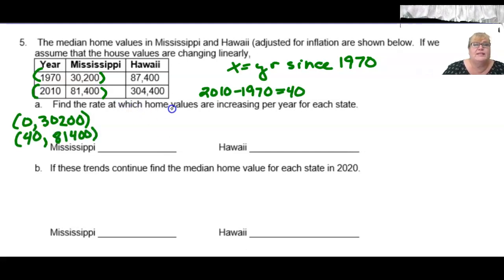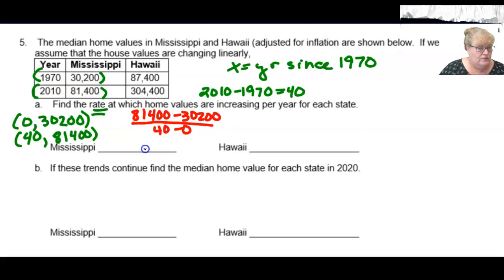All right, find the rate at which the homes are increasing. So we need the slope. So 81,400 minus 3,200. 51,200 divided by 40 years. This one is growing by $1,280 per year.